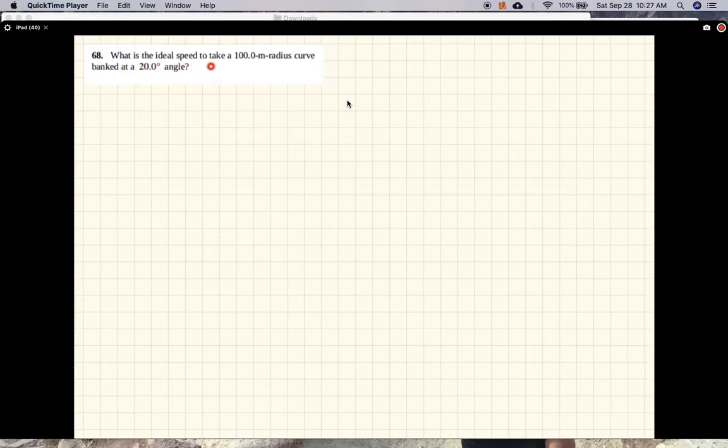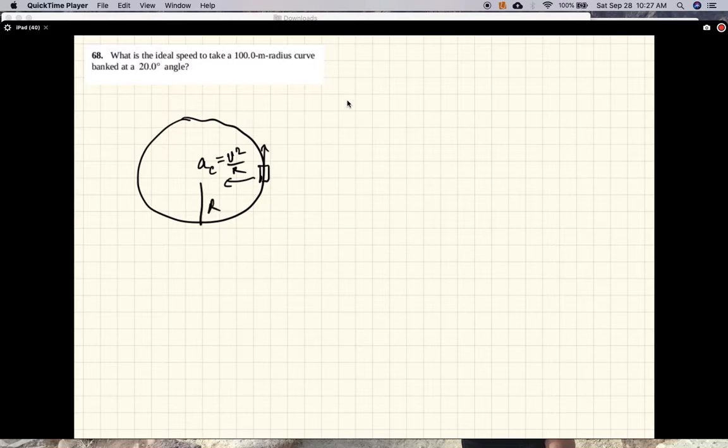What is the ideal speed to take a 100-meter radius curve banked at a 20-degree angle? Okay, so here's the top view of the road. Let's say you're driving in the circle, going like that. What you need is a centripetal force in this direction, or your centripetal acceleration is v squared by r. R is the radius of the circle.